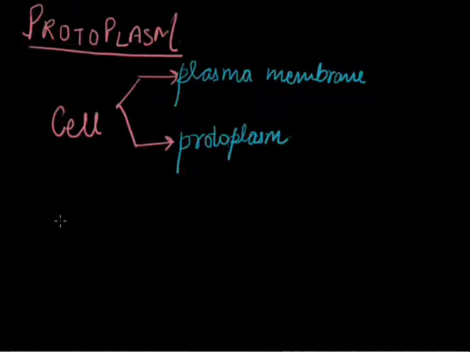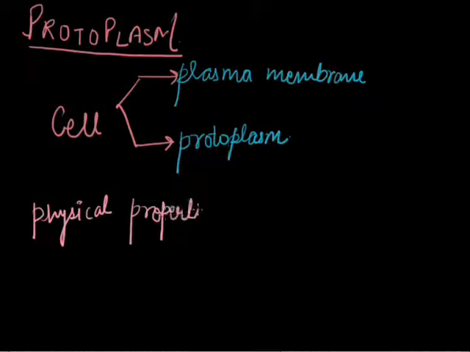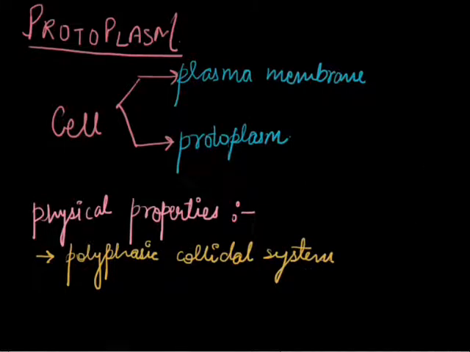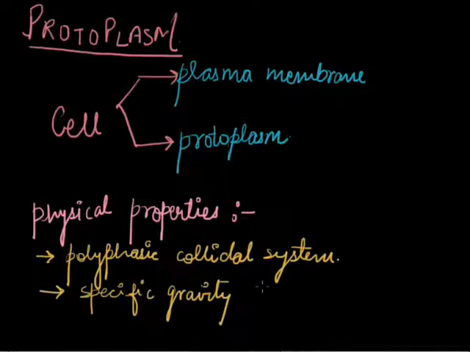Now, coming on to the different properties of protoplasm, first of all discussing the physical properties of protoplasm. First property is it is a polyphasic colloidal system, in which many colloids are present together in the same ground substance. Second is its specific gravity, which is slightly above that of water.